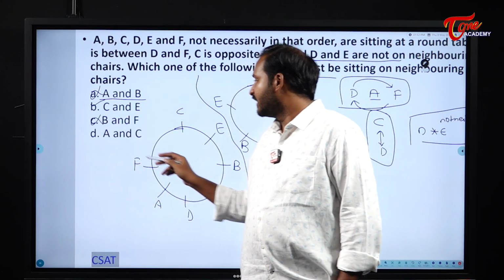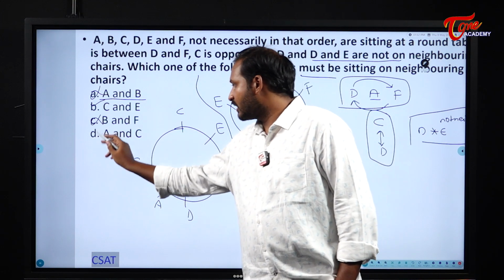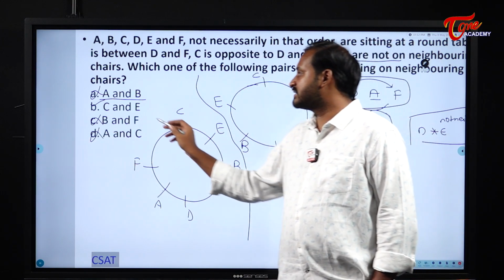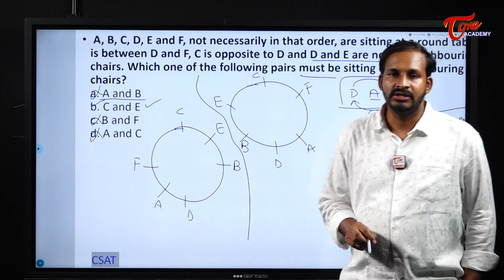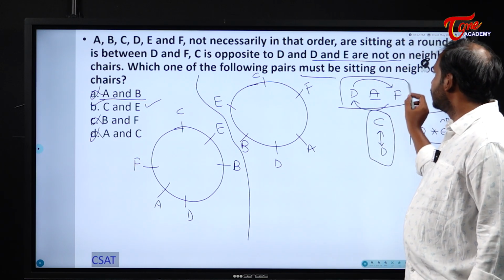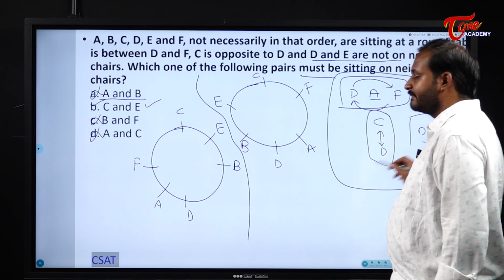This one is also wrong. A and C are not neighbors here or here. So our answer here will become C and E are neighbors. So the only thing is, students, you should write this data very clearly.